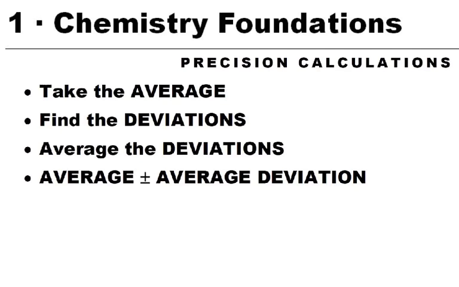If we want to talk about the precision of some measurements, then we have a calculation we're going to do. If we have some data, one of the things we can do is take the average of the values. Then we have to find the deviations, how far they are from the average. Then we're going to average those deviations. And that's how we write the information. We say here's the average number plus or minus the average deviation. And that's how we report the value. So let's try it out.